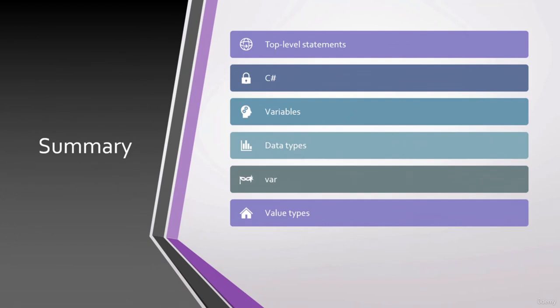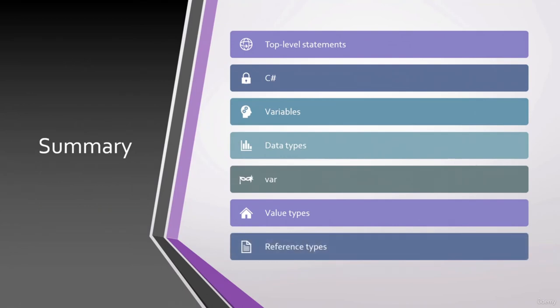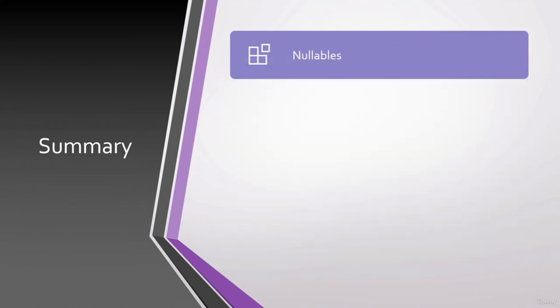Value types is when the data is stored in the variable itself. Meanwhile, reference type is when the variable holds a reference to the value, but not the value itself. A reference type variable may not store any reference, which is expressed using null. We can use nullables to make a value type become a type that can contain null.